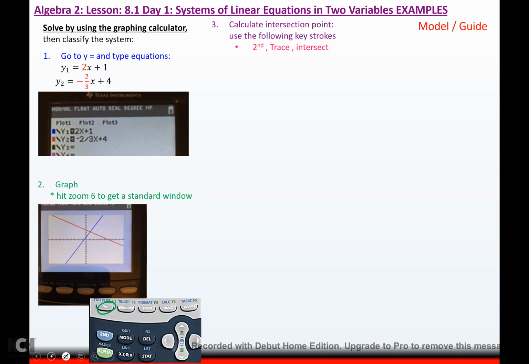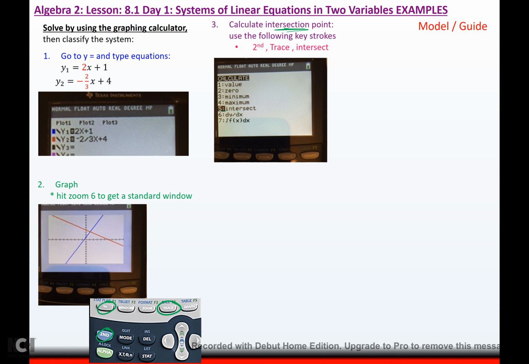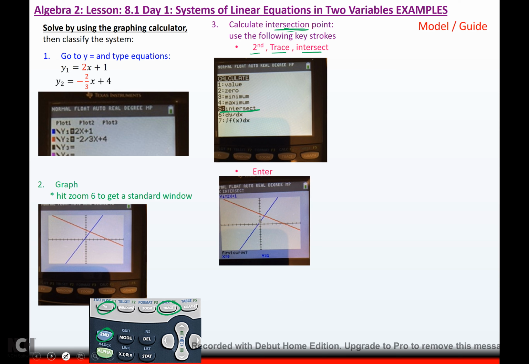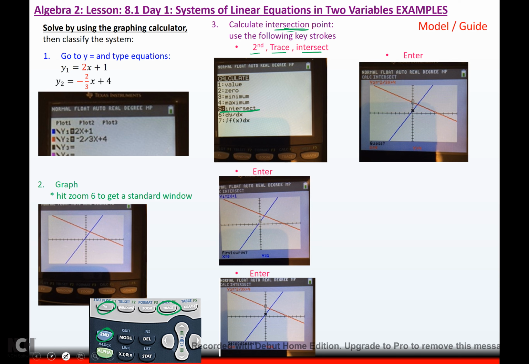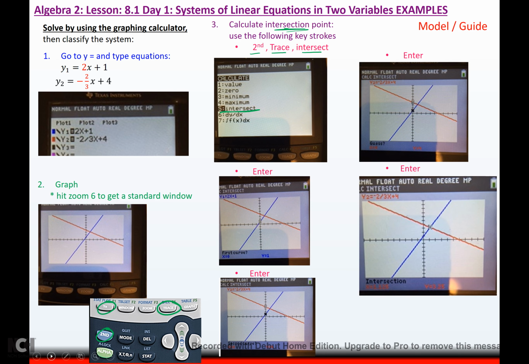Now you're going to calculate the intersection point. Hit second and the trace key, which will give you this screen, and I want the intersect choice. So that is second, trace, intersect. When I click intersect, hit enter, and it says first curve, hit enter, second curve, hit enter, guess. No, I don't want to guess, so just hit enter again, and it'll tell you your intersection point is at 1.125, 3.25.